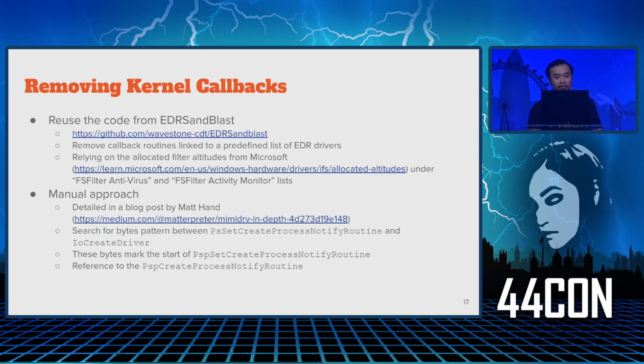Another way is you can do it manually. There are several ways to do it, but from a blog post by Matt Hand, he detailed the way to do it with the CreateProcess API. To summarize his methodology, you search for a pattern of bytes between the addresses of PsSetCreateProcessNotifyRoutine and IoCreateDriver, and then these bytes will mark the start of the undocumented function PspSetCreateProcessNotifyRoutine. In this undocumented function, we'll see the references to the target array PspCreateProcessNotifyRoutine.